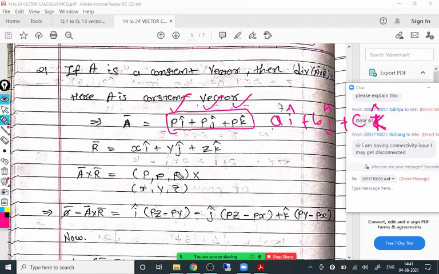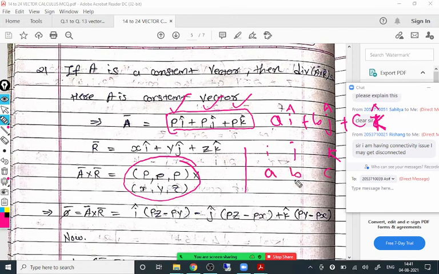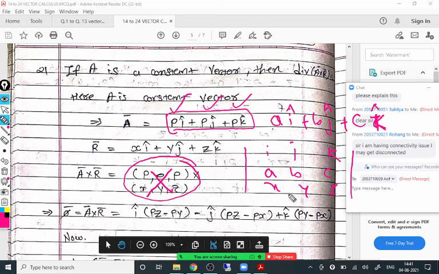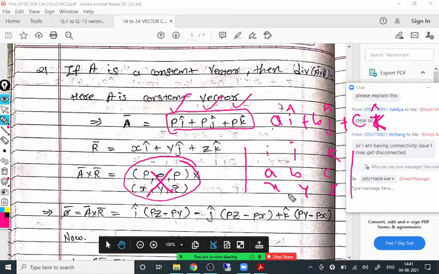Then you have to calculate this cross product of i, j, k; a, b, c; and x, y, z. So this way you have to find it. I hope you are getting what I am saying. So this is not correct actually, because you cannot take P only, then you have to expand this. You will get first the A bar cross R bar vector, and then we can take the divergence of that.